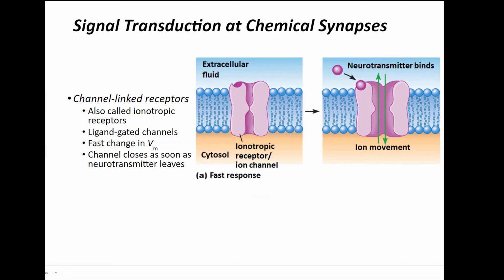It happens quickly, just like with our action potential when we open voltage-gated channels and those sodium ions flow in really quickly. The same kind of thing happens here with our ligand-gated ion channels. The other thing about these channel-linked receptors is that as soon as the neurotransmitter leaves, this channel closes up. So if the neurotransmitter's gone, the channel is closed and the signal stops. So it happens fast to get the signal through, but it also happens fast to shut off the signal. So it's fast in both ways.